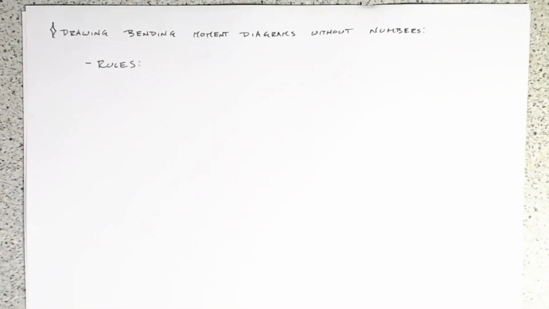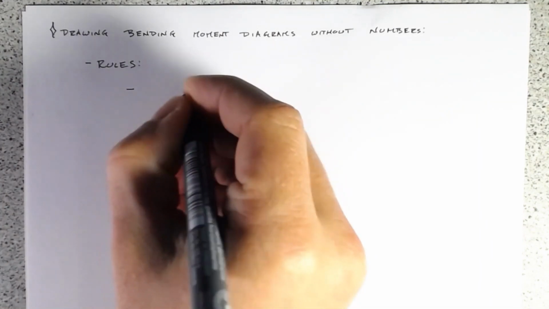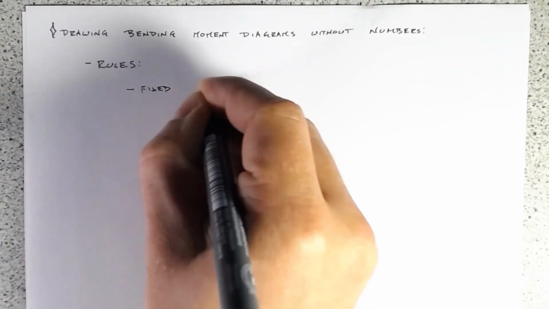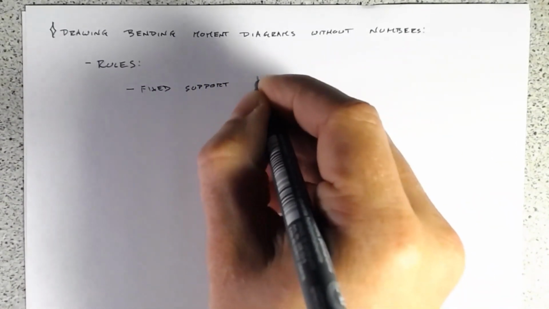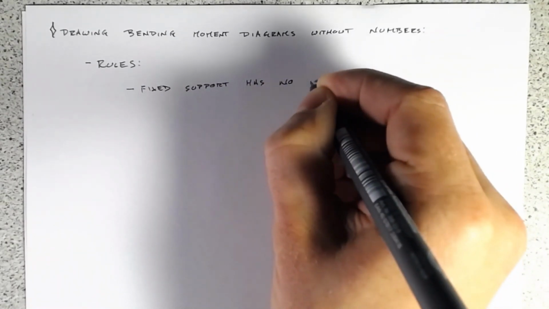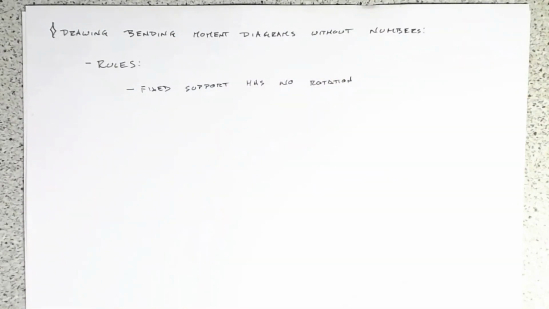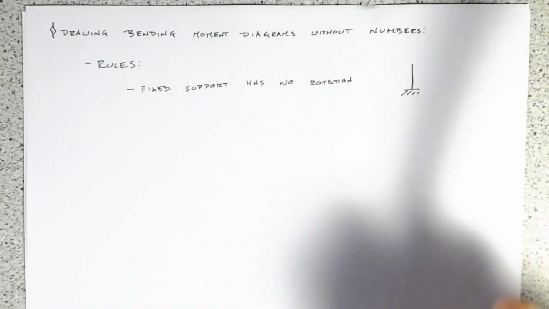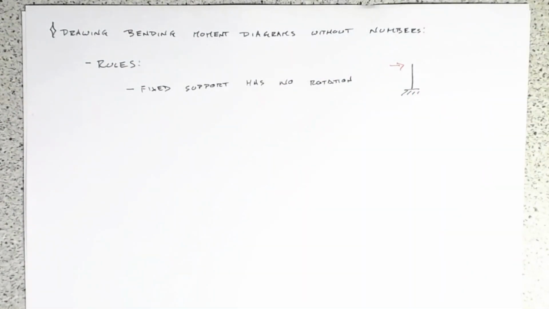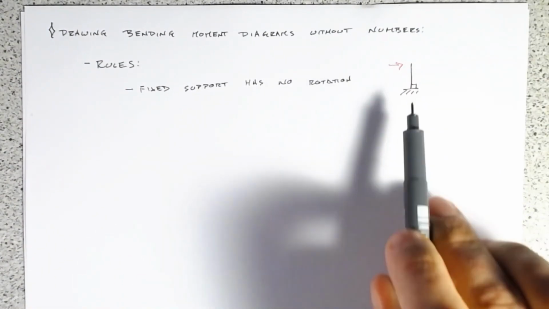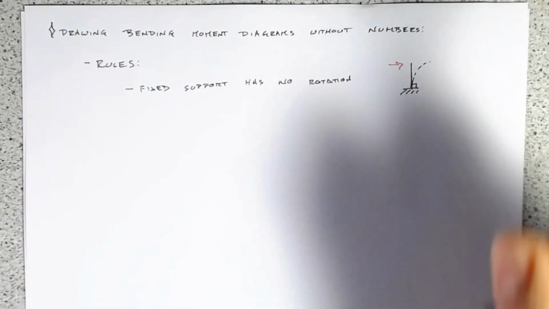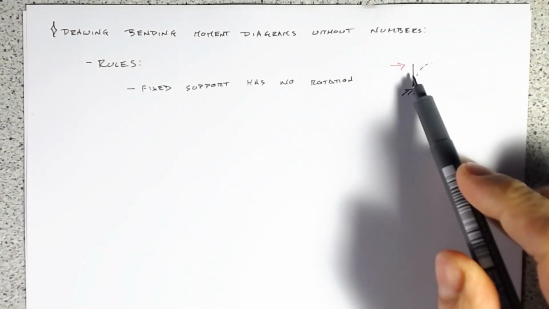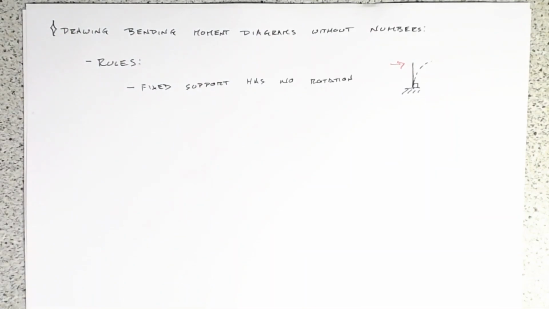So our first rule is that a fixed support has no rotation. So we'll write that down. This is our classic fixed support here. If we push on it, it's going to bend, but the very bottom has to stay at 90 degrees. If our dashed line is our deflected shape, right at the bottom, it's still at 90 degrees. It hasn't rotated, and it hasn't translated, and that's just the definition of fixed. That's always a good thing to think about when you're drawing your deflected shape.